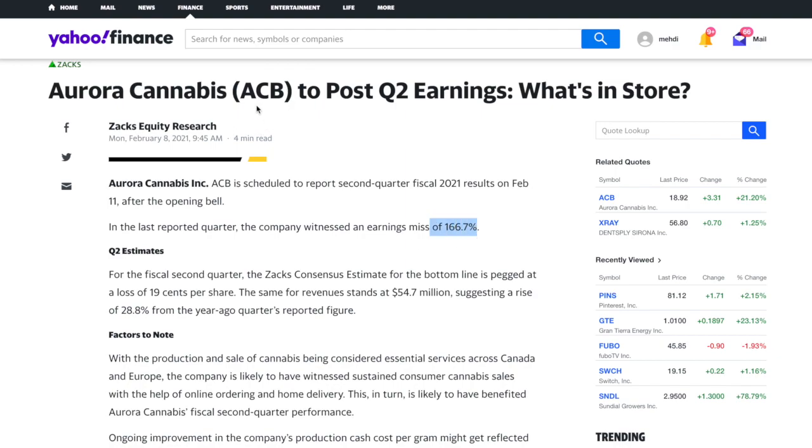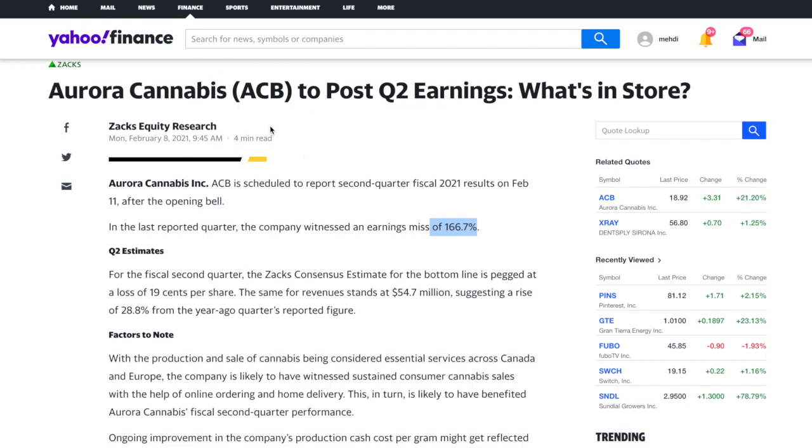And this is Aurora. So what happens is when a company in the MJ sector announces bad earnings, it typically affects the other companies as well. ACB will see the biggest hit, and then the other companies will see big hits too, but it won't be as big. So definitely look into earnings and watch ACB after hours.